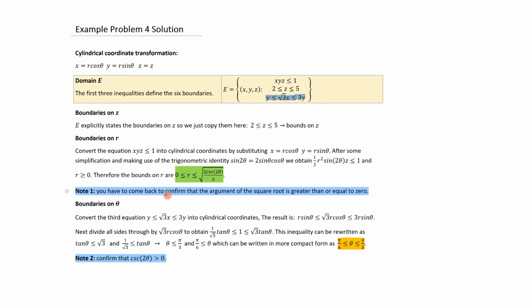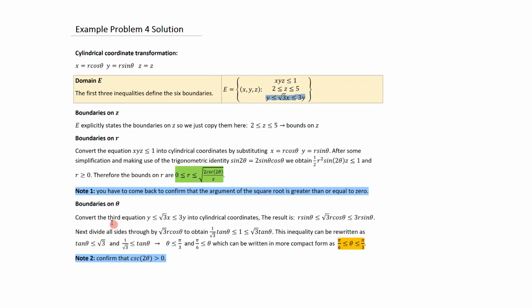You need to come back to confirm that the argument of the square root is greater than or equal to 0. And so we will have to first figure out what the ranges on theta are to see whether or not this square root is greater than 0. We know z is greater than 0, so it's just a matter of establishing that the numerator is greater than 0. So the last thing is the boundaries on theta.